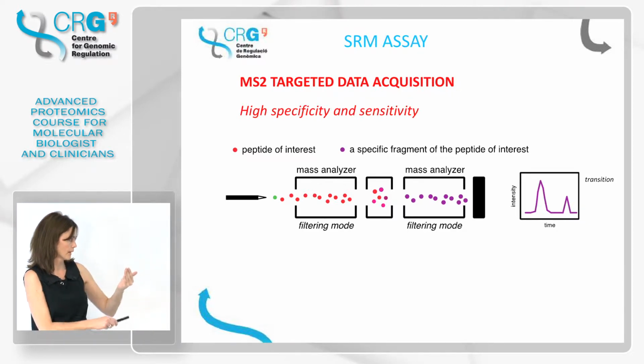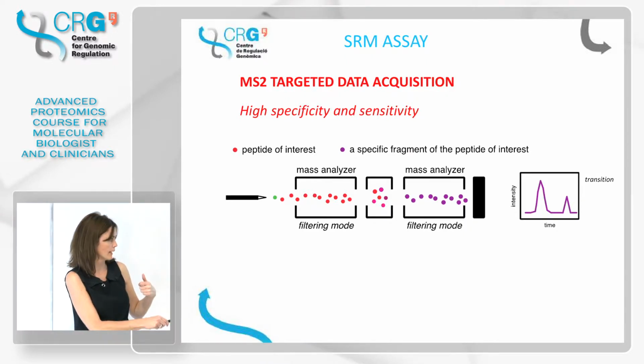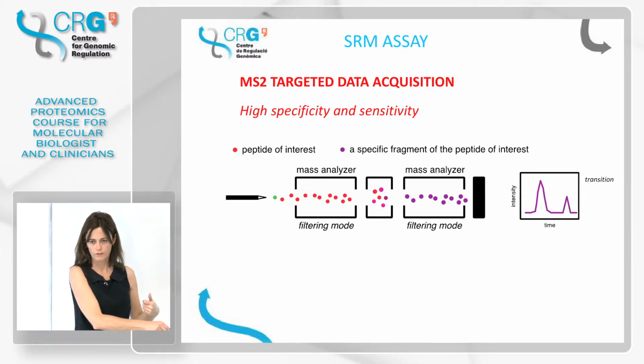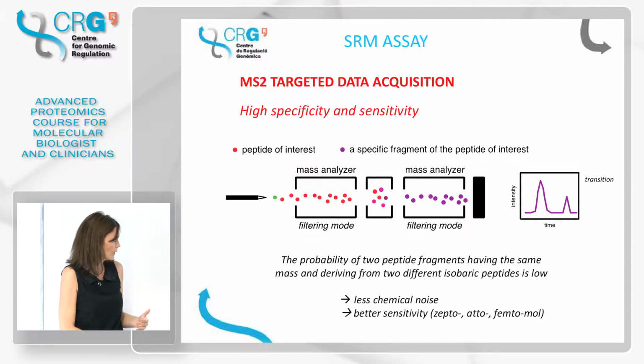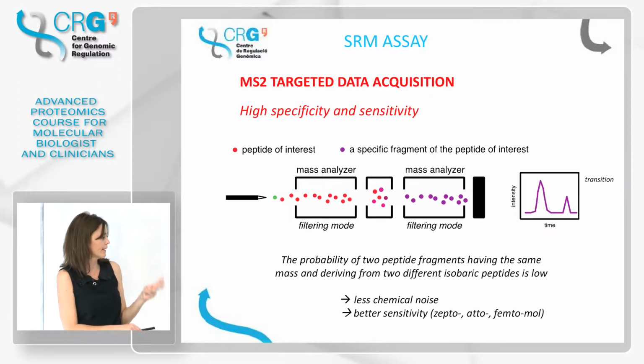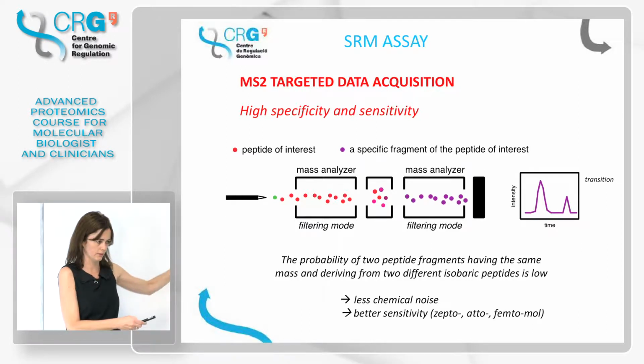This is our first quadrupole in the filtering mode. We break this peptide, and now we filter for this specific fragment, and we get a signal. You think, okay, why do I get 2? Well, sometimes it happens that we get some interferences or whatever. The probability that 2 peptide fragments have the same mass and derive from the same isobaric peptide is quite low, but it exists. We have noise, we have other species. But we're going to talk about this later.